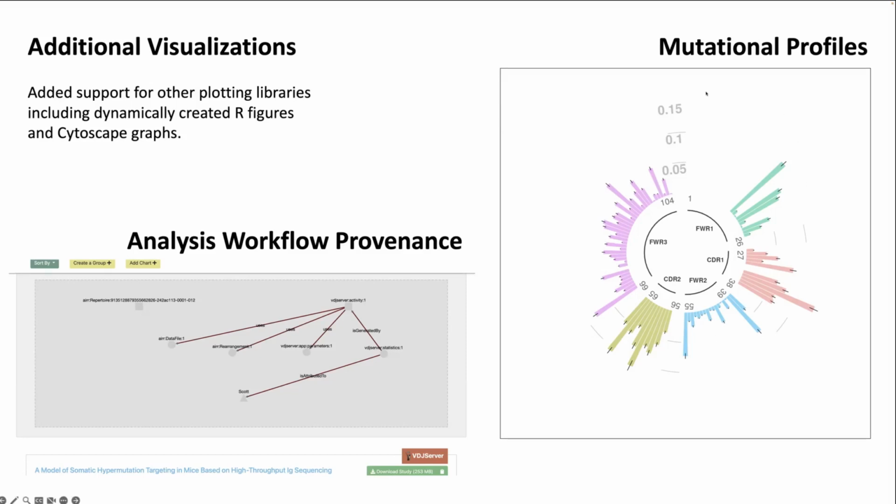So here's one that I was working on for a B-cell study. It's showing you the mutation rates at each of the individual amino acids for a set of B cells. And then this other one over here, I apologize, the screenshot's not so great, but this is sort of a graph visualization with nodes and edges that is showing an analysis provenance.